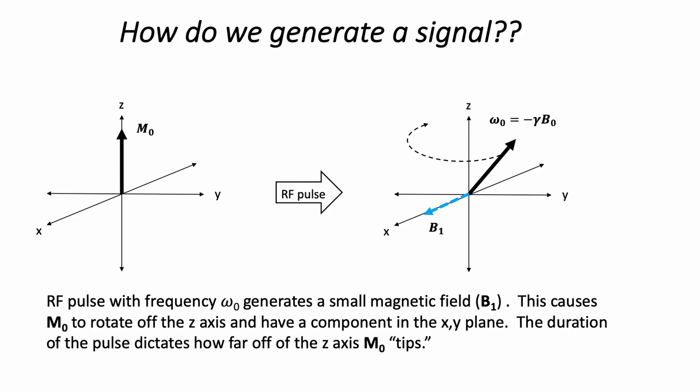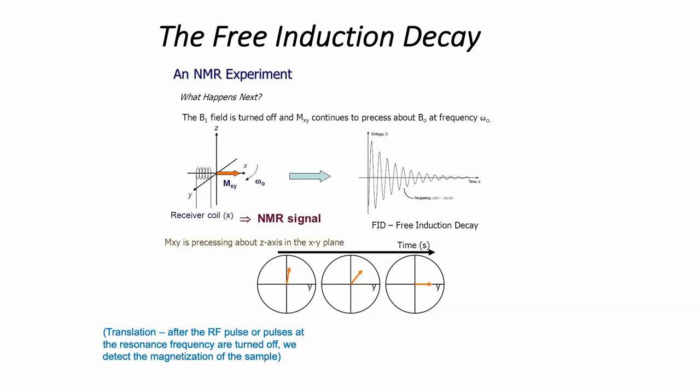Usually we try and tip it over by a specific amount, which is a 90-degree pulse, because that will generate the maximum amount of signal that we can get out. So we tip it over into the XY plane, we turn off that pulse, and then we let it relax and we collect our signal. Our signal, I think I said this before, is called the free induction decay. And here's another diagram of it.